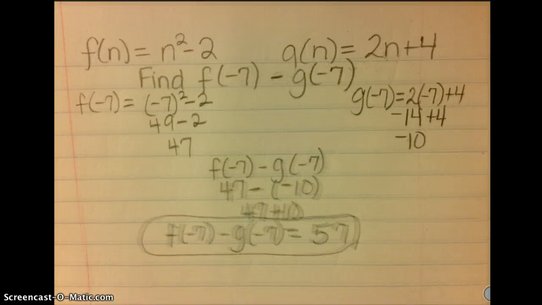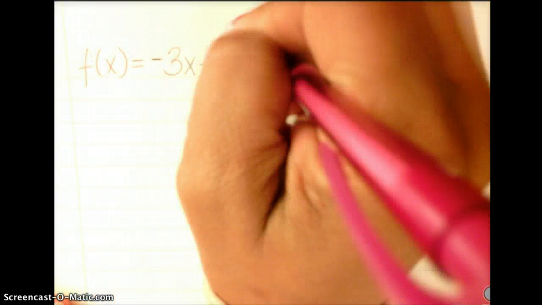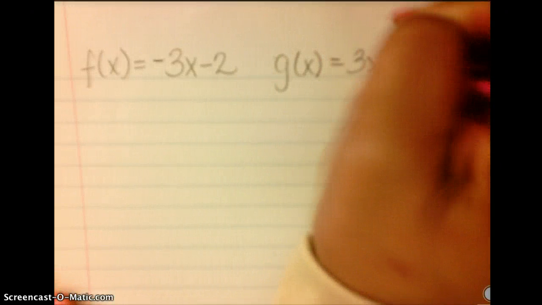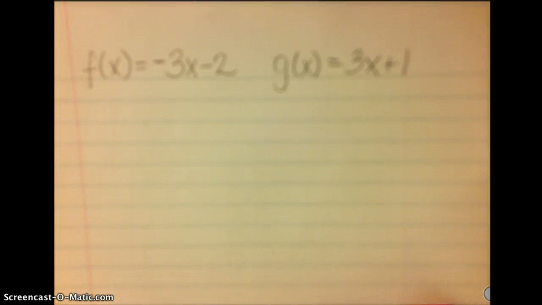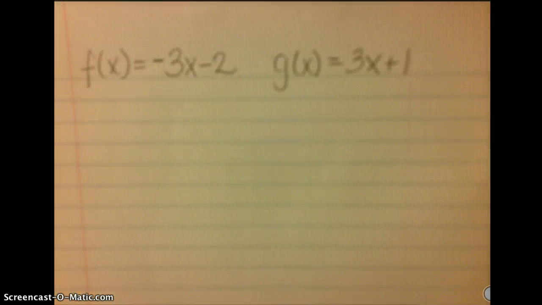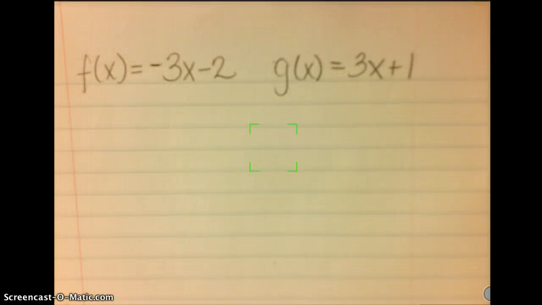Your last two examples will deal with finding the composition of a function. And we talked about this briefly in class, but I'm going to work through 2 examples to make sure that you have a better understanding of the composition. Okay, so you're given 2 functions. F of x is 3x minus 2, and g of x is 3x plus 1. Your direction says to find f of g of x.